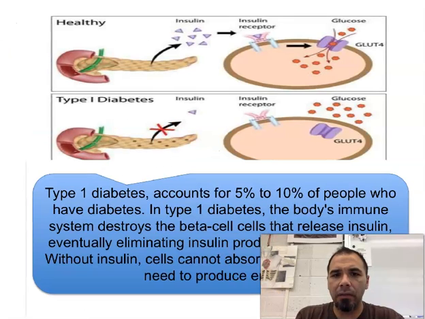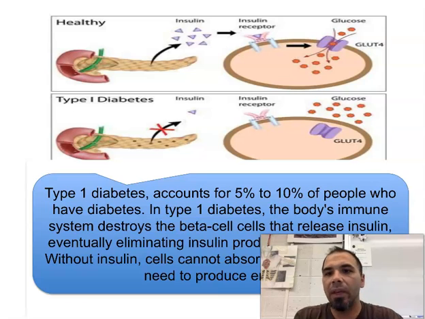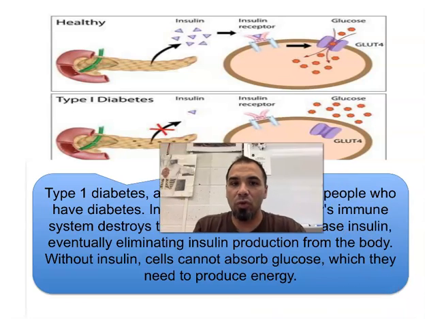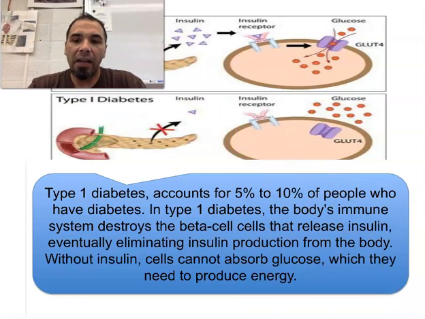Let's talk about diabetes a little bit. The top picture is healthy, right? There's a healthy pancreas. It's releasing insulin. The insulin receptor is able to do its job and takes in glucose through GLUT4. Type 1 diabetes is about 5-10% of people who have diabetes. In type 1, the body's immune system actually destroys the beta cells that release the insulin. So eventually your body does not produce the insulin.